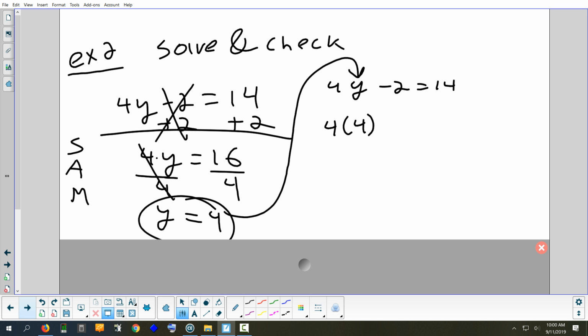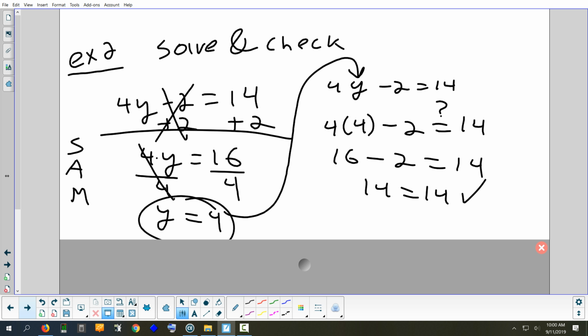Make sure you put parentheses, otherwise it'll just look like 4 times 44. So 4 times 4 minus 2, and that's the question. Does that come out to 14? Yes, sir. What's 4 times 4? 16. 16 minus 2, and what's 16 minus 2? 14. Perfect. So it works. Remember, if you get a different answer, one of 2 things: you checked it wrong, or you found the wrong answer. Any question on example 2?